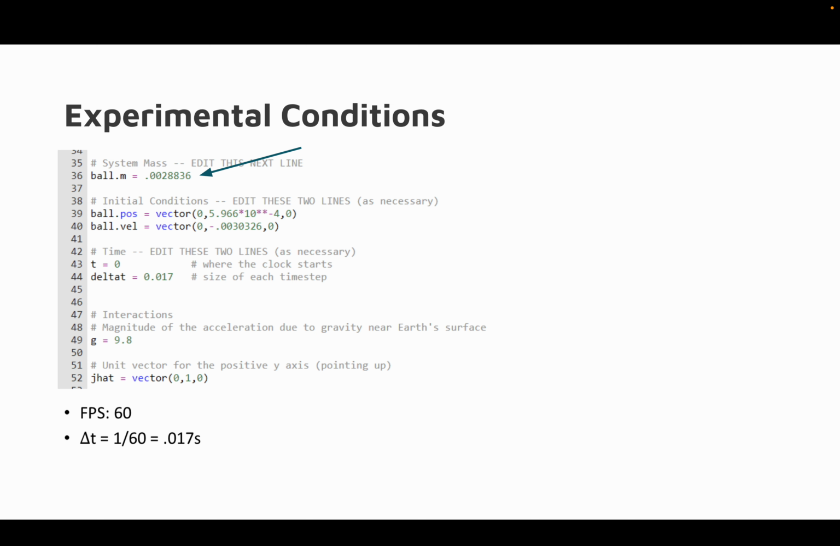The experiment was conducted with a ball mass of approximately 0.0028 kilograms, which is pretty much the size of a sheet of paper. I recorded the motion at 60 FPS, so the time step was 0.017. By analyzing the first two positions in Tracker, the initial position at 0 and the first subsequent position, I got an initial velocity of negative 0.003 in the y direction, and this was used to initialize the GlowScript code.